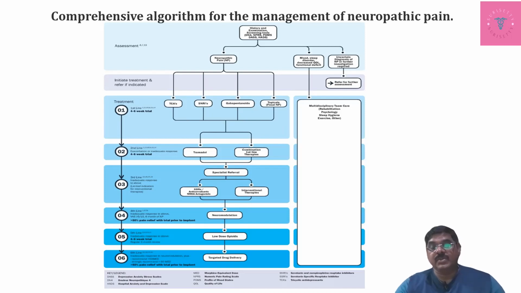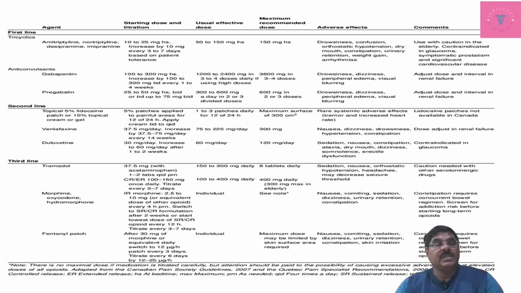The stepwise approach is very important to treat neuropathy. You cannot start directly with the interventional therapies without trying the drugs. Okay, that is the main motto. So these are the different drugs we are using for neuropathic pain. For example, tricyclics: amitriptyline, nortriptyline, desipramine, imipramine, and we can see the contraindications. These tricyclic antidepressants should not be used in glaucoma patients, and we should not use them in symptomatic prostatism patients either.